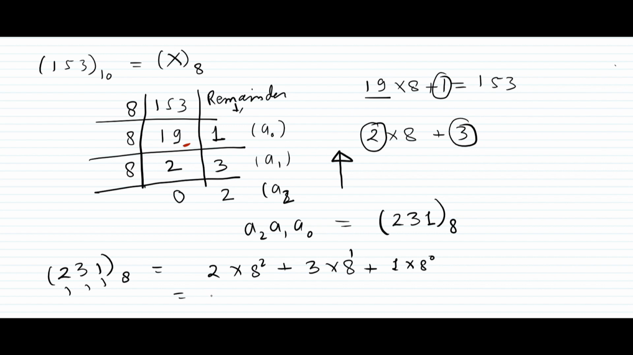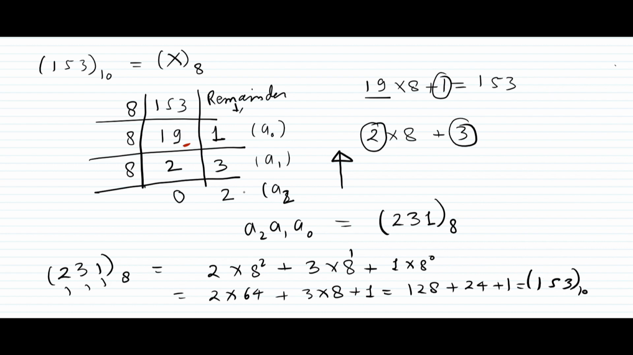So this is nothing but 2 into 64 plus 3 into 8 plus 1, which is 128 plus 24 plus 1. If you see, 8 plus 2 is 10, 12 and 13, so this will be 3, 5 and 1. So I can see this 231 in base 8 is the same as 153 in base 10.